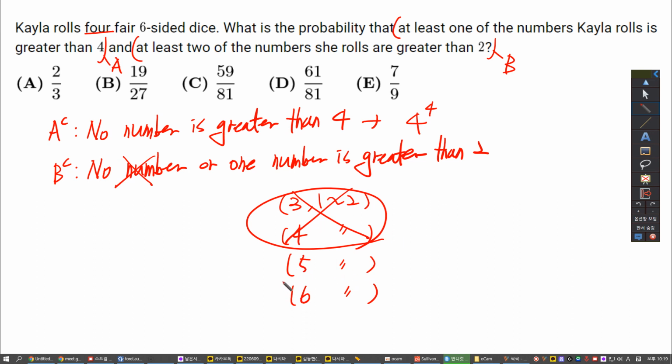So we need to think of when only one number is 5 or 6. So the number of cases is 2. And then we can think of the position of this number. It can be one of the four rolls, so that's 4 cases. And for the rest three numbers, it's made of 1 or 2, so for that we are multiplying 2 cubed. So that's from the B's complement. We can add these two numbers and subtract this from the total number of cases.